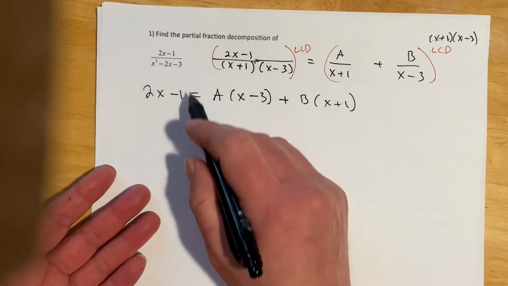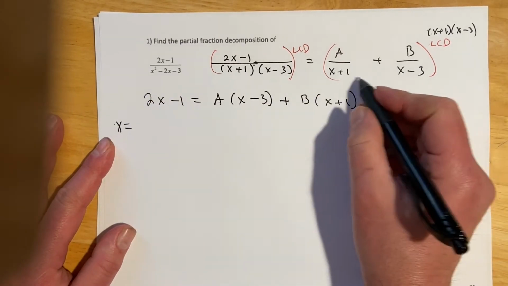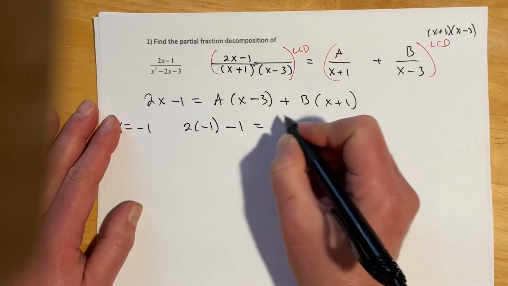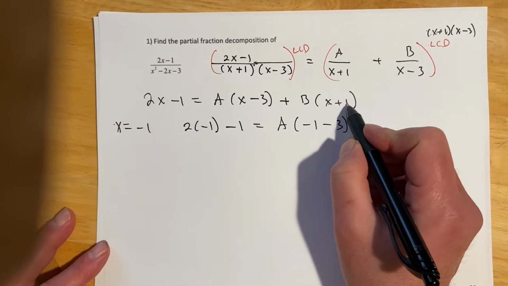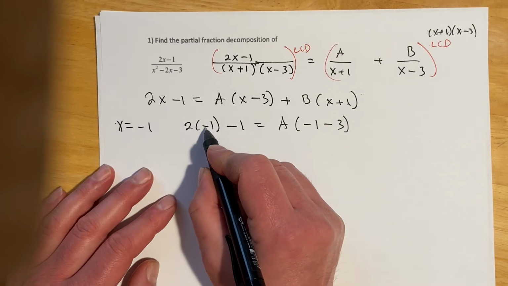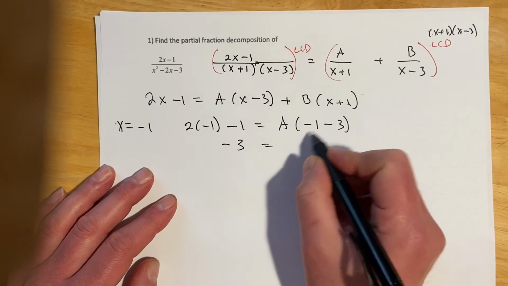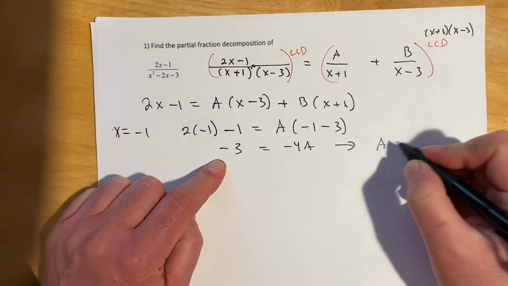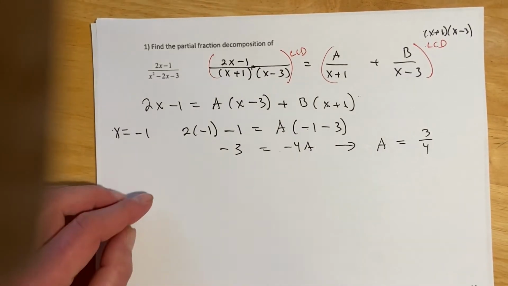And then this one, since I have zeros, I don't want to distribute because that will actually make it harder. So I'll just let x equal my first zero, which would be -1. So 2(-1) - 1 equals a(-1 - 3). Again, when I put -1 + 1 right there, that makes 0b, so that drops out. So this would be -3, yeah, -2 minus 1 makes -3. And then this would be -4a. And so dividing that over, a = 3/4. And it can happen that they come out to fractions.